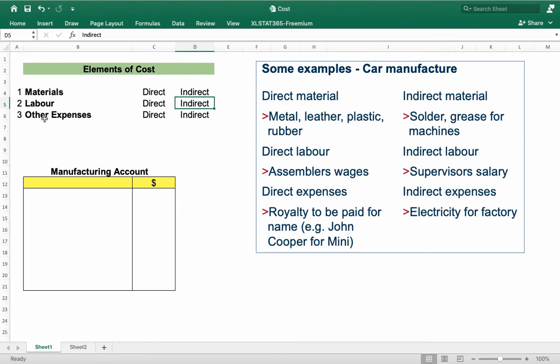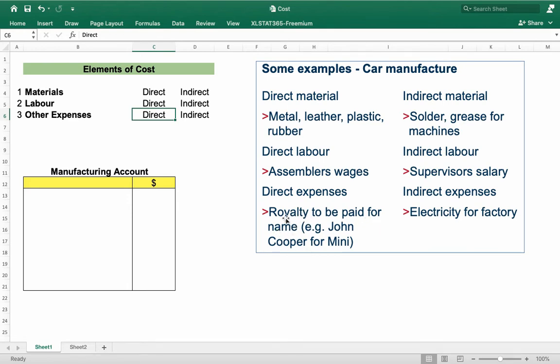Now see, apart from material and labor, there are other expenses also. And again, other expenses we will classify as direct and indirect. Direct expenses means, see the example given. That's direct royalty expenses. Can you read this? What is royalty, sir? I will tell you. Read out first. Royalty to be paid for the name John Cooper for Mini.